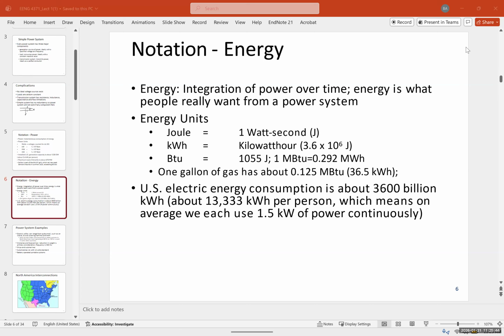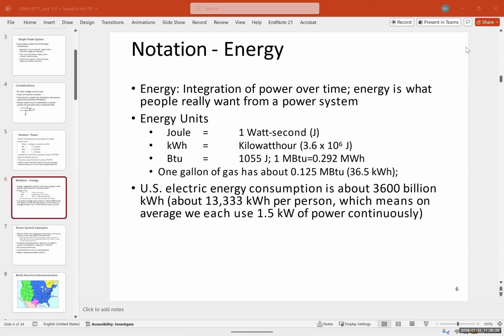And 1 mega BTU is 0.292 megawatt hours. BTUs are usually used in cooling and air conditioning systems, like a 5 ton unit or 12,000 BTU. For electricity measurement, we usually use kilowatt hours. BTUs are usually used for cooling and heating, so you may see a BTU even for a gas furnace. Does anyone know what BTU stands for? Yes, British Thermal Unit.